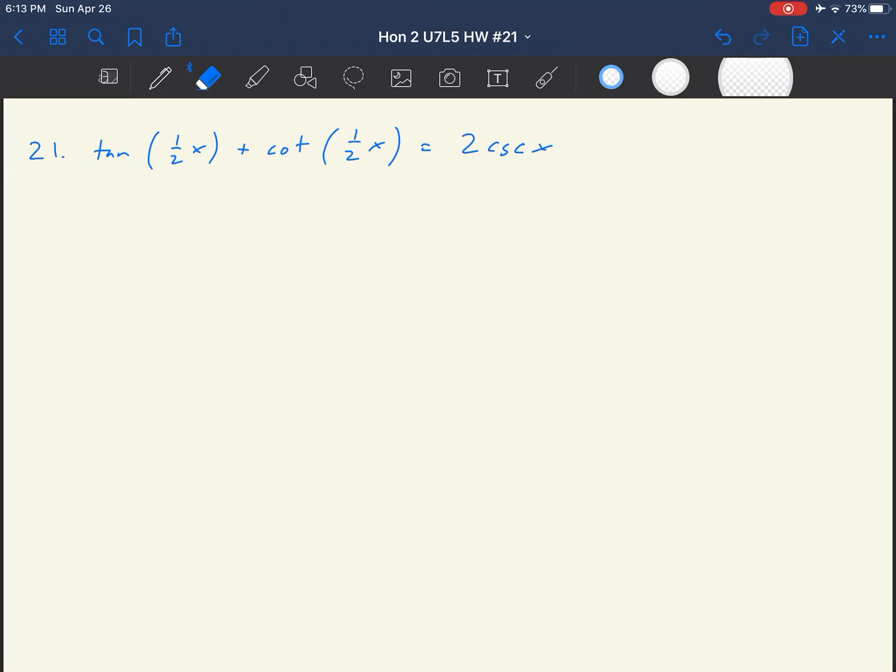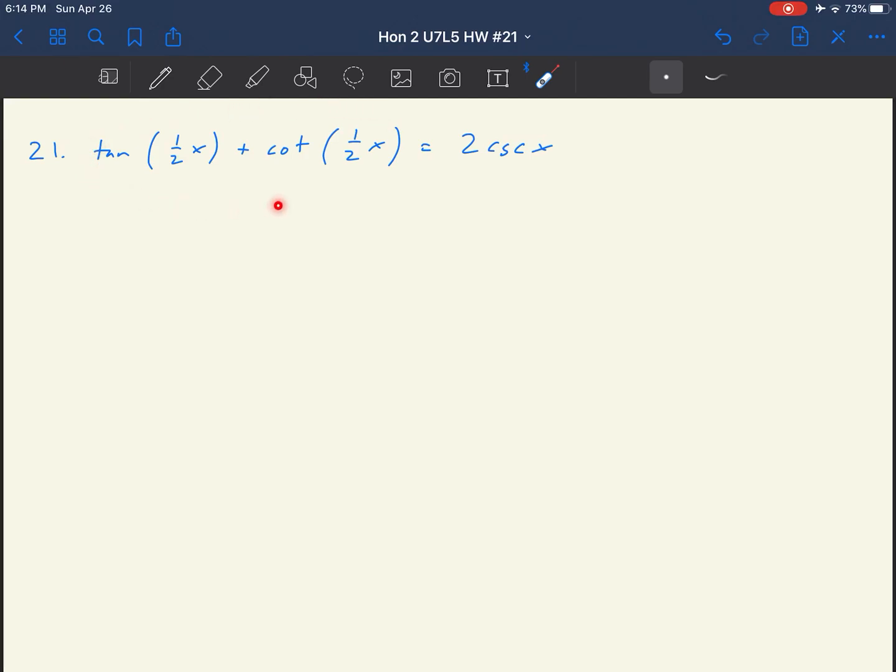This is from Unit 7, Lesson 5, homework problem number 21 out of the book. So it's an identity, right? We want to show that this stuff is equal to this stuff.